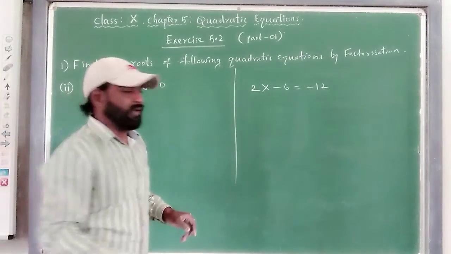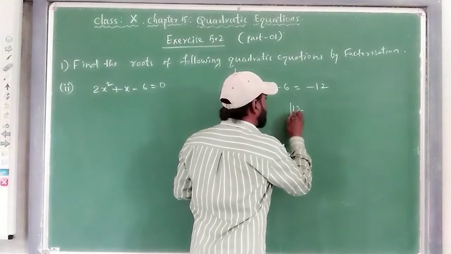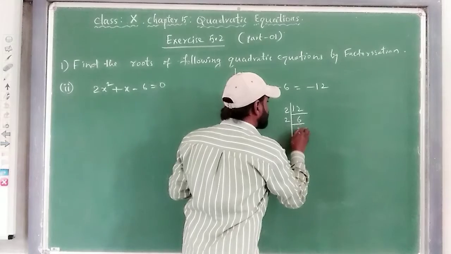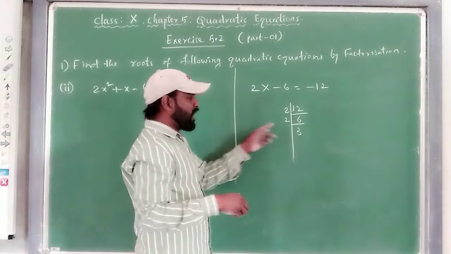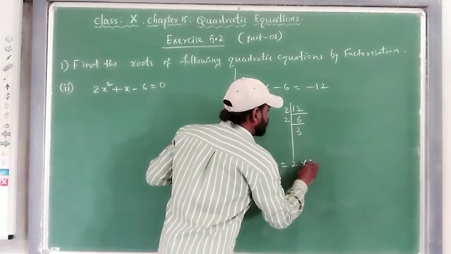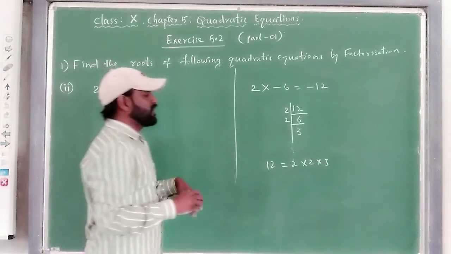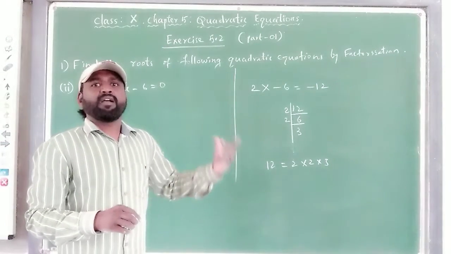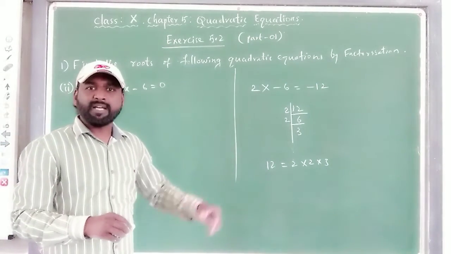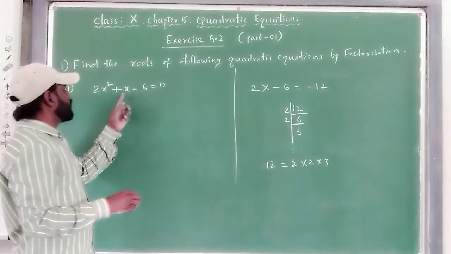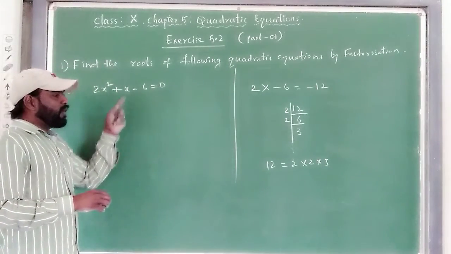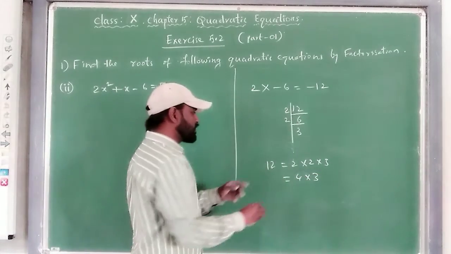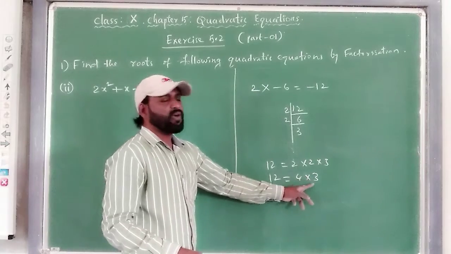Just factorize the 12. What will be the factors of 12? 2 sixes are 12, and again 2 threes are 6, so you get the prime factors 2 into 2 into 3. Now choose the combination of two numbers whose sum or difference must be equal to the quotient of the x term. What is the quotient of the x term here? 1. This you can write as 4 into 3, that is also 12. So the difference of 4 and 3 is 1.